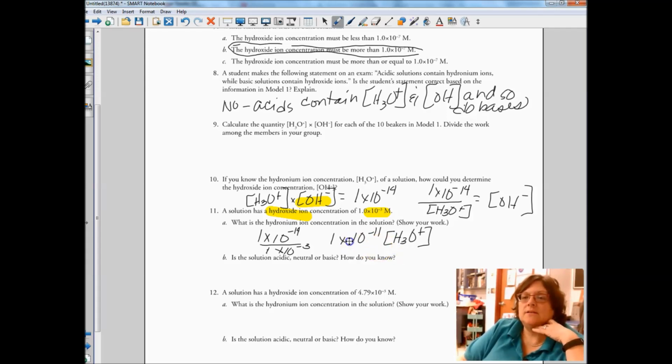Would this be an acid or a base? Well, hydroxide is a fairly large number, so it's a base. It's a larger number than 10 to the negative 7th.